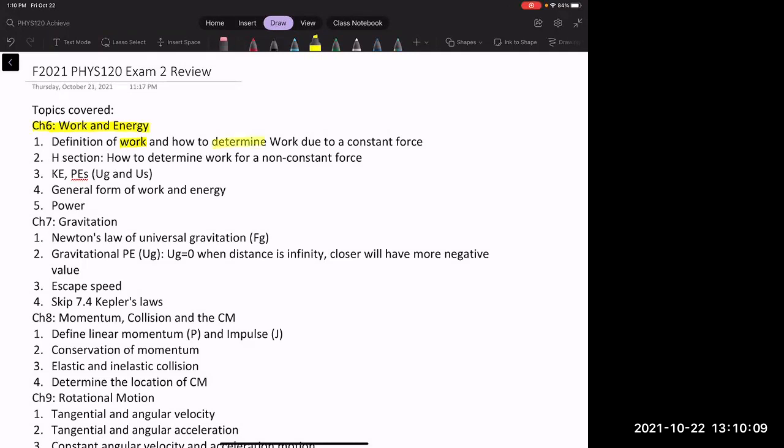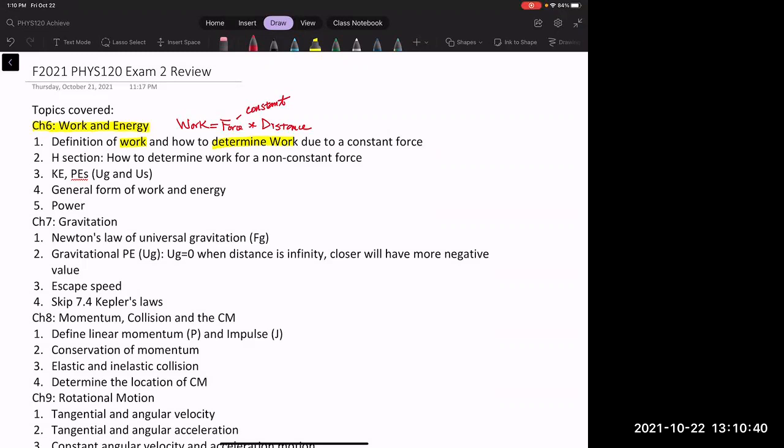To determine the work, we use this equation: force times the distance. When we calculate this, we assume this force is a constant. If force is a constant, then you can use this equation to find the work.